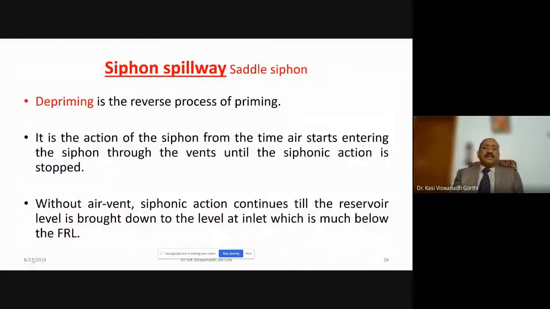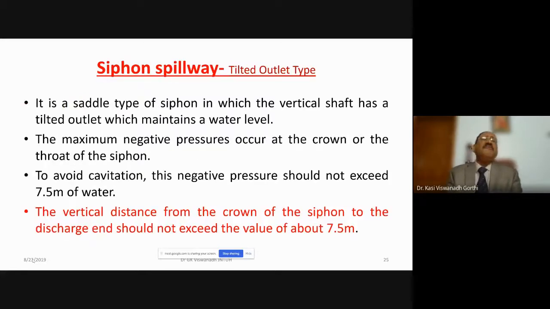So depriming is the reverse process of priming and it is the action of the siphon from the time air starts entering the siphon through the vents until the siphonic action is stopped. Without the air vent, siphonic action continues till the reservoir level is brought down to the level at the inlet, which is much below the full reservoir level. Usually we try to keep the water level up to the full reservoir level.